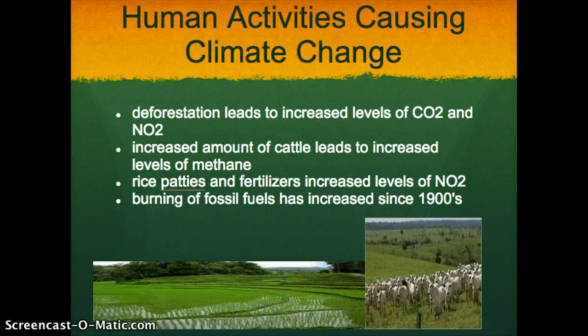Okay. Some human activities that are causing climate change are deforestation, which increases levels of CO2 and NO2, and then increased amount of cattle increases methane, and rice paddies and fertilizers increase NO2, and the burning of fossil fuels increases CO2, and that started mostly during the 1900s.